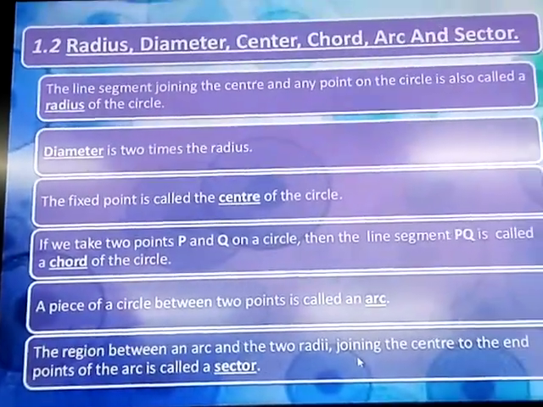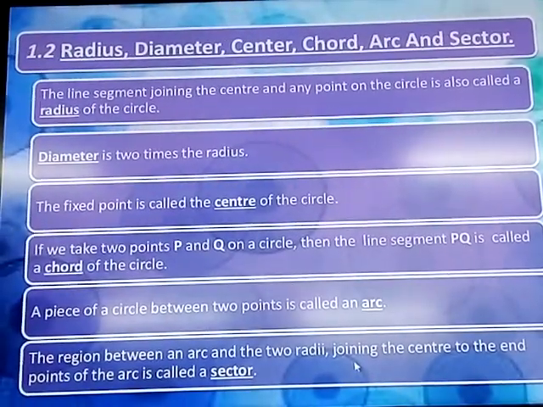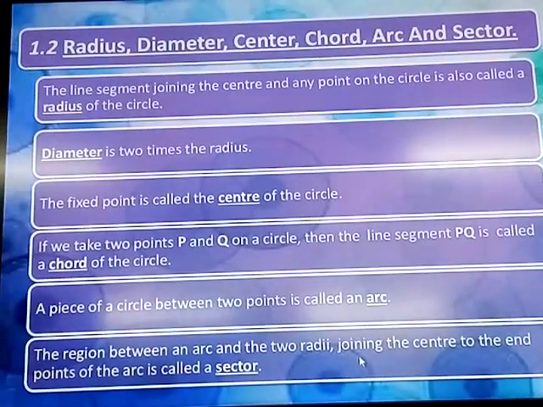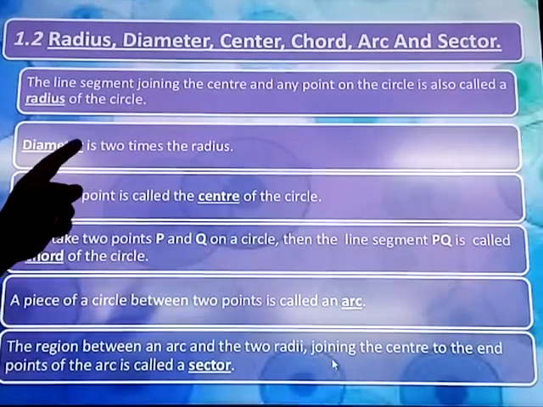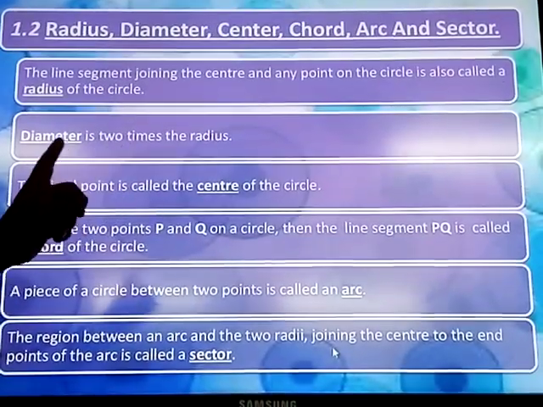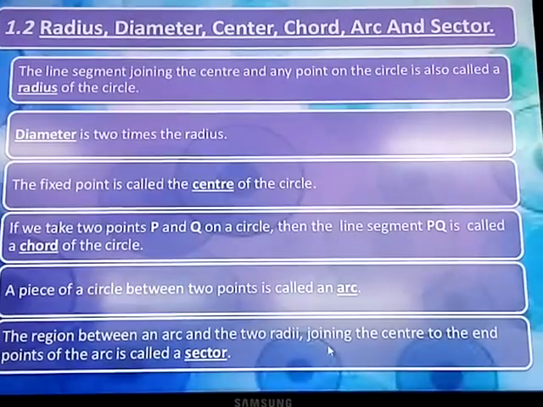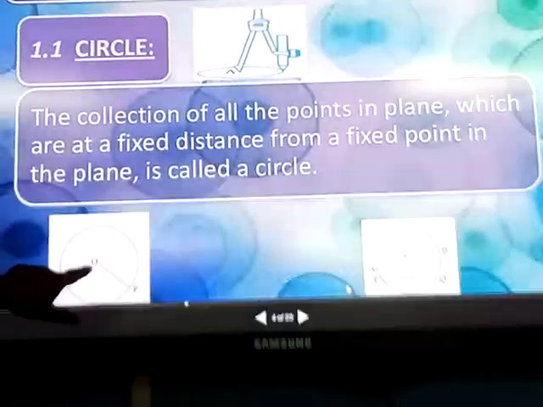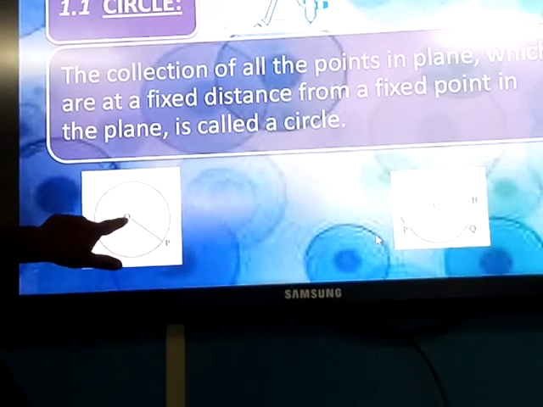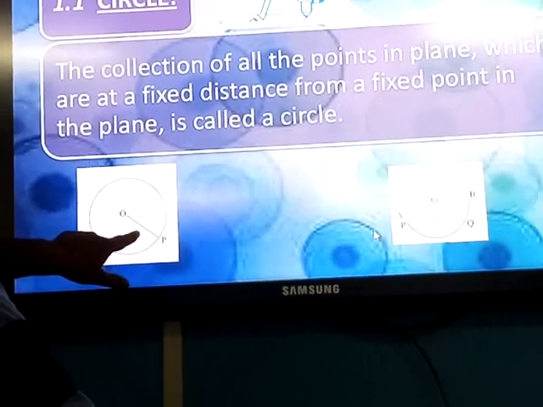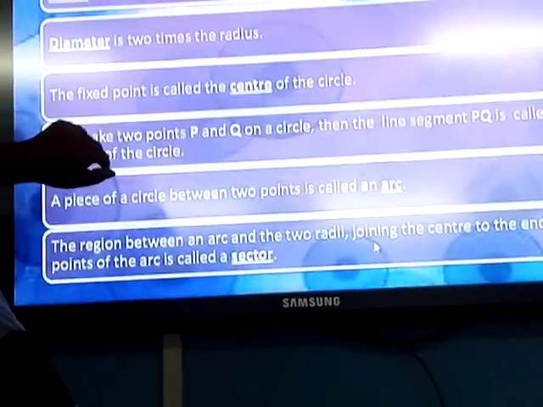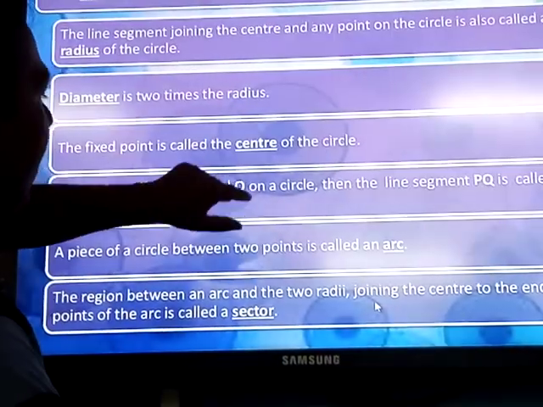Now radius, diameter, center, chord, arc and sector. The line segment joining the center and any point on the circle is called a radius. This is the radius. Next one is diameter. It is 2 times the radius.